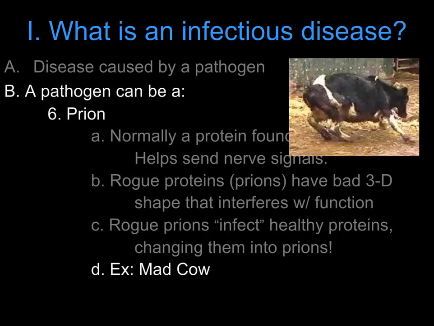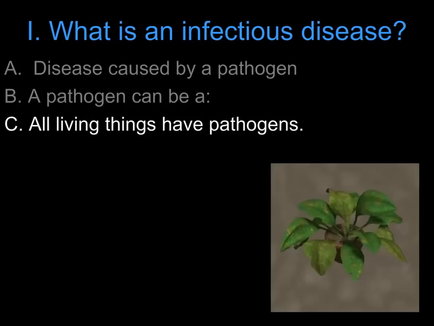Very, very bizarre. Now this video has primarily focused on pathogens that are found in humans, right? But all living things have pathogens. Plants get sick, bacteria get sick, viruses infect bacteria. Everything can get sick because it can be infected by some other type of pathogen.